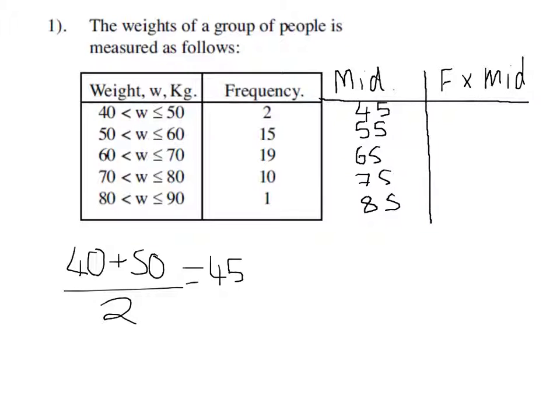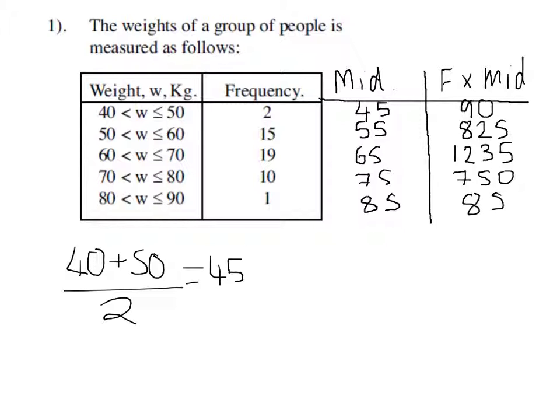So our first one is going to be 2 times 45, which gives us 90. Our second one is going to be 15 times 55, which, if we don't know, we use the calculator, is 825. The next one is 19 times 65, which is 1235. Then 10 times 75 is 750. And 1 times 85 is 85. So we've got our 2 extra columns that we've now filled in.